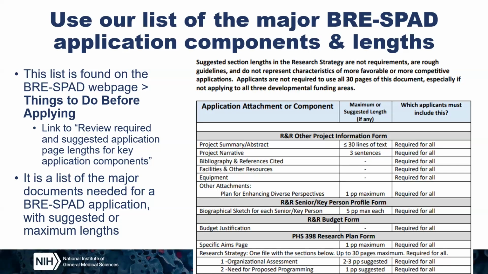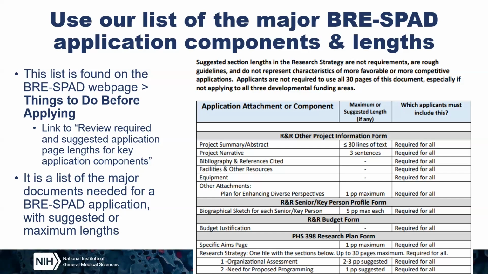It's a list of the documents you will need in your BRE-SPAD application, in addition to the forms that you're going to fill out where you're going to write the information into the form. This list is showing you documents more so that you'll need on top of the forms. And this is coming mostly from the SF424, and then some specifics are coming from your NOFO.